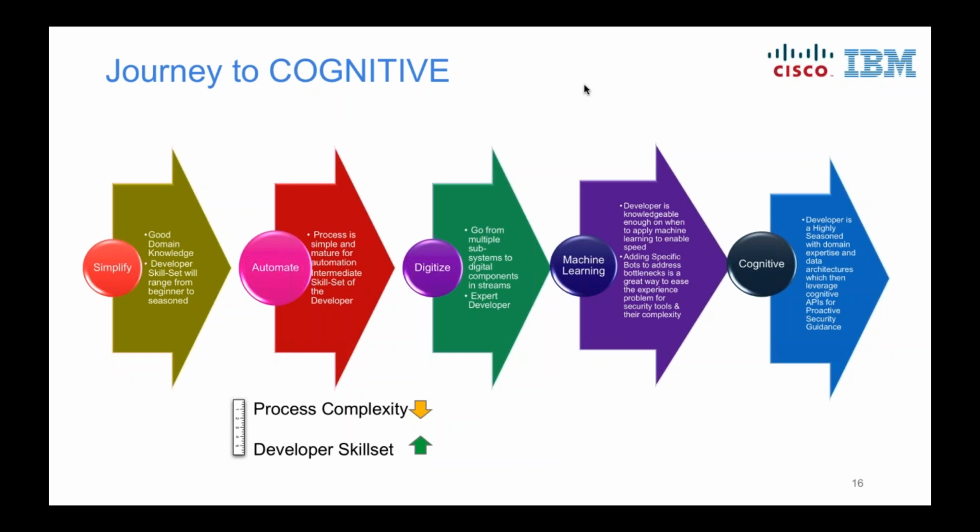So our journey to cognitive has been this way, and we continue to learn, but our biggest values have come from reducing process complexity and increasing our developer skill set. We continue to do that.